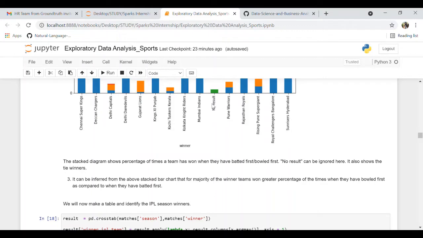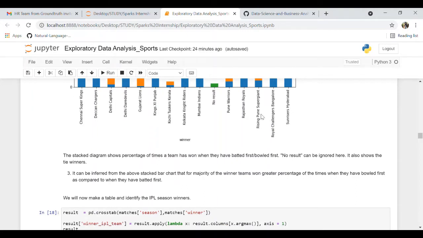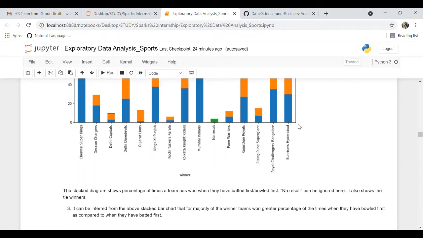We should ignore this no result part. It's not giving us any information. No result means that there was no winner in the result of the match. There was no result of the match practically.